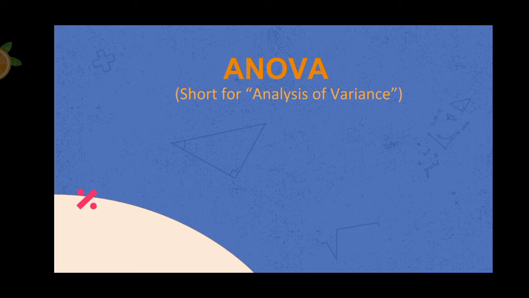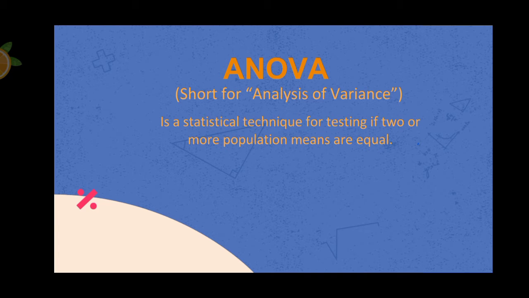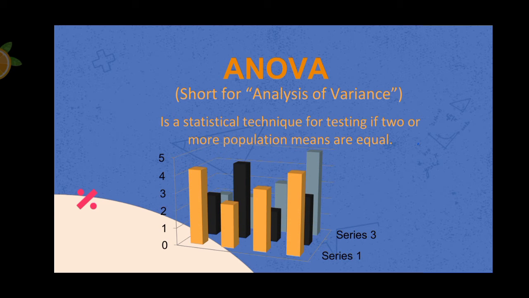ANOVA, short for analysis of variance, is a statistical technique for testing if two or more population means are equal. So if we wish to compare the means of more than two populations, we can use ANOVA. Basically, you're testing groups to see if there's a difference between them. For example, we have three manufacturers with different processes to make smartphones. So researchers usually use ANOVA if they want to know if one process is better than the other.